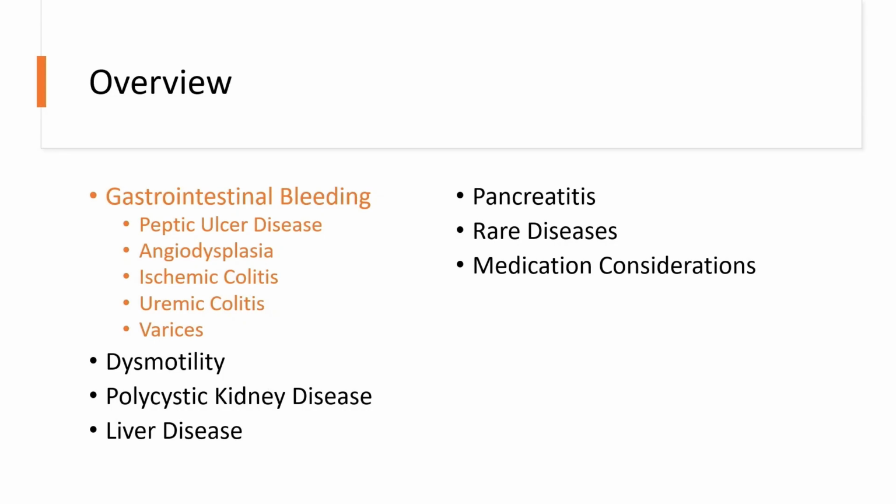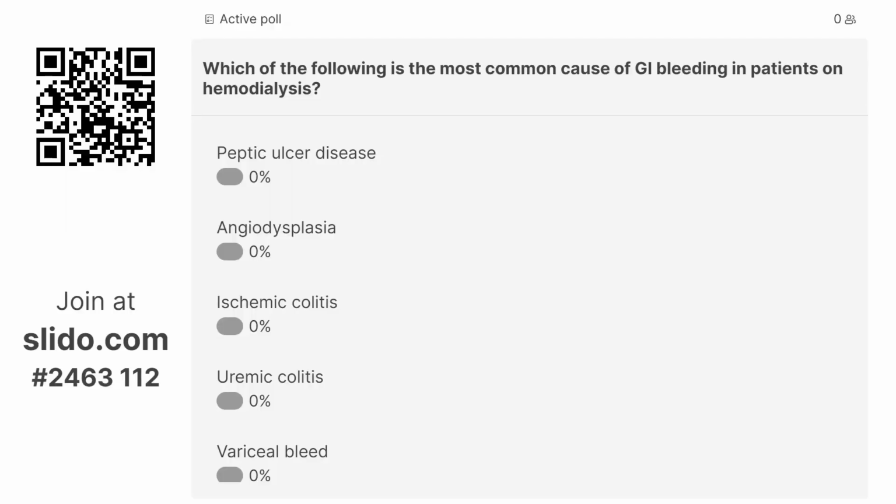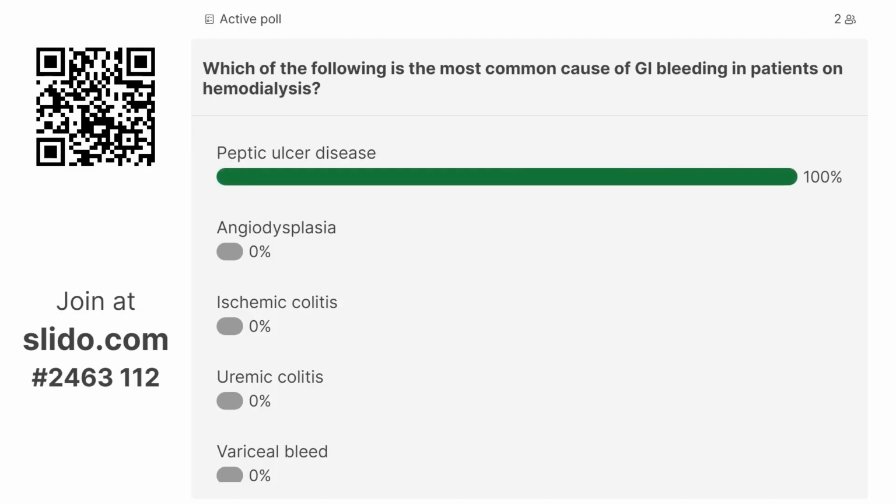So the gastrointestinal bleeding topics are going to be the answer options for our first question. Which of the following is the most common cause of GI bleeding in patients on hemodialysis? There should be the poll that you can do. Peptic ulcer disease, angiodysplasia, ischemic colitis, uremic colitis, or variceal bleeding.